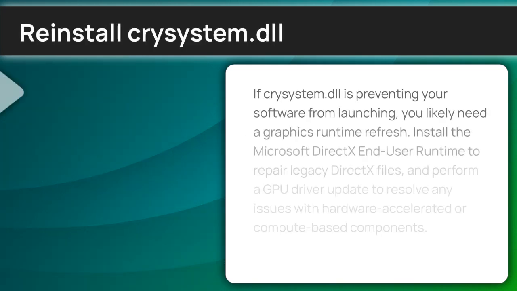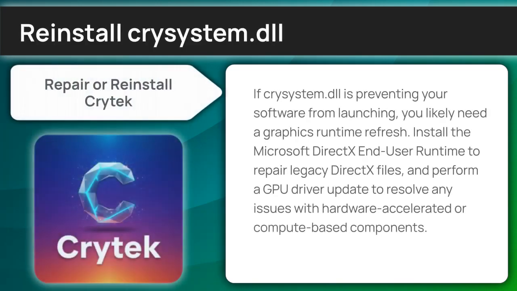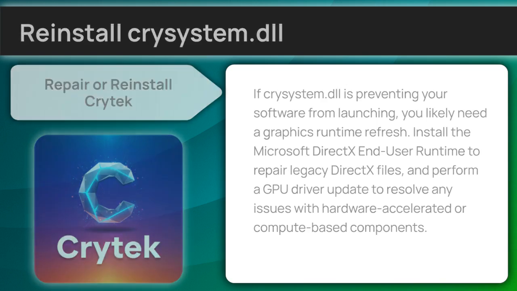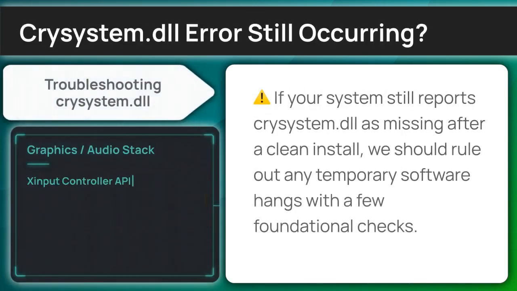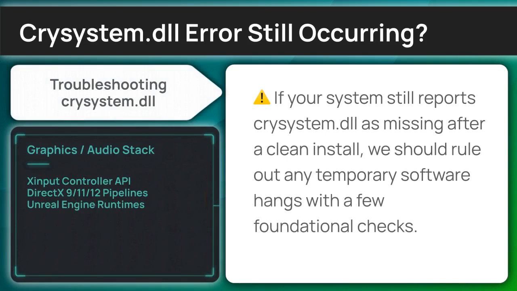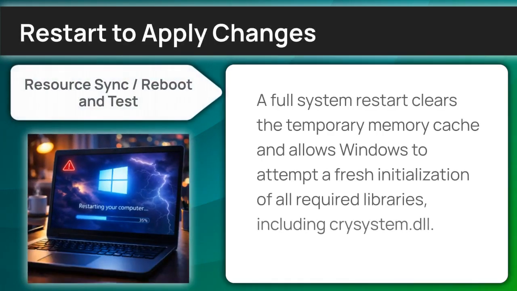If Crysystem Library DLL is preventing your software from launching, you likely need a graphics runtime refresh. Install the Microsoft DirectX end-user runtime to repair legacy DirectX files and perform a GPU driver update to resolve any issues with hardware-accelerated or compute-based components. In the event the error remains visible, it indicates we need to verify the environment's ability to register new shared resources. A standard reboot clears out temporary memory conflicts and gives the Windows loader another chance to properly register the Crysystem library component during startup.